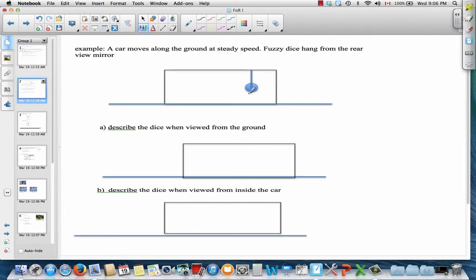Here's a car, and here's fuzzy dice. Now, with the car moving at steady speed in an inertial frame with no acceleration, the dice will just hang straight down. And the forces that act on the dice will be the tension in the attached string and the weight. And those two forces just balance each other out. And there's no forces in the x direction. And that's good because there's no acceleration in the x direction.